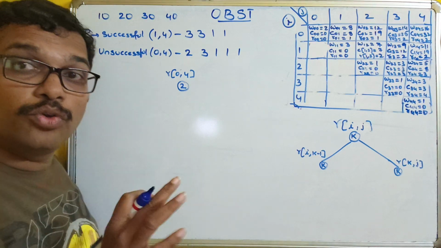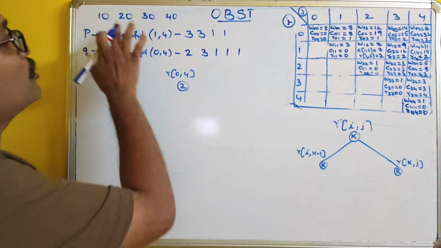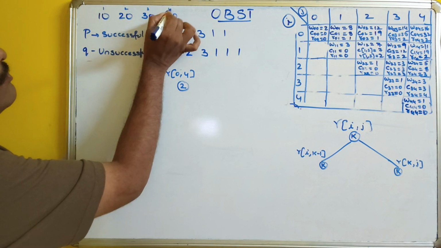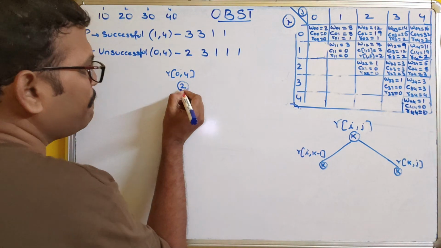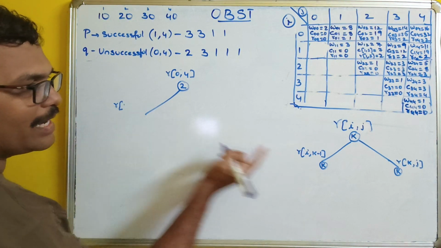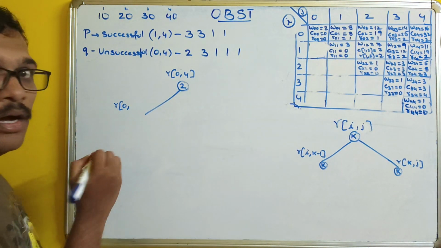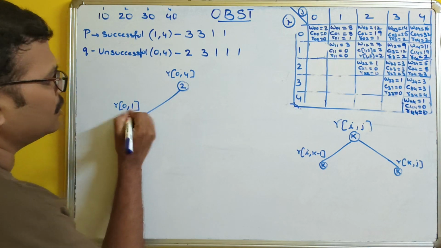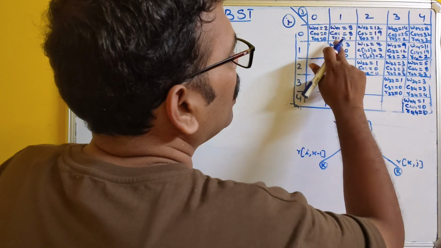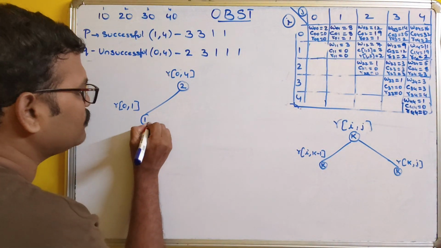So here 2 means the second element. These are the elements, right? So 1, 2, 3 and 4. Second element. Now the left is R of i comma k minus 1, that is R of 0 comma k minus 1. It's a 1, R of 0, 1. What is the R of 0, 1? R of 0, 1 is 1. So here it is 1.